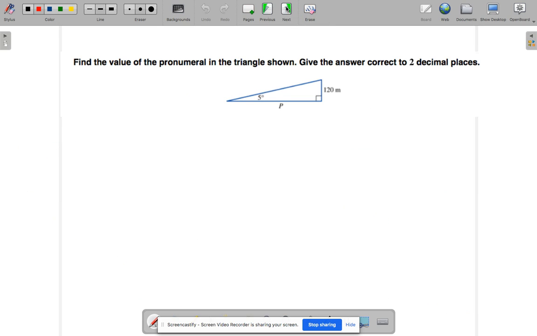We need to identify the ratio we're using. So we've got 120 metres and that is the opposite, because it's opposite the angle 5 degrees. We've got capital P there, which is the adjacent. So in this one, we haven't actually got the hypotenuse. It's not involved. And our theta is 5 degrees. So we're looking here, we've got opposite, adjacent, and theta.